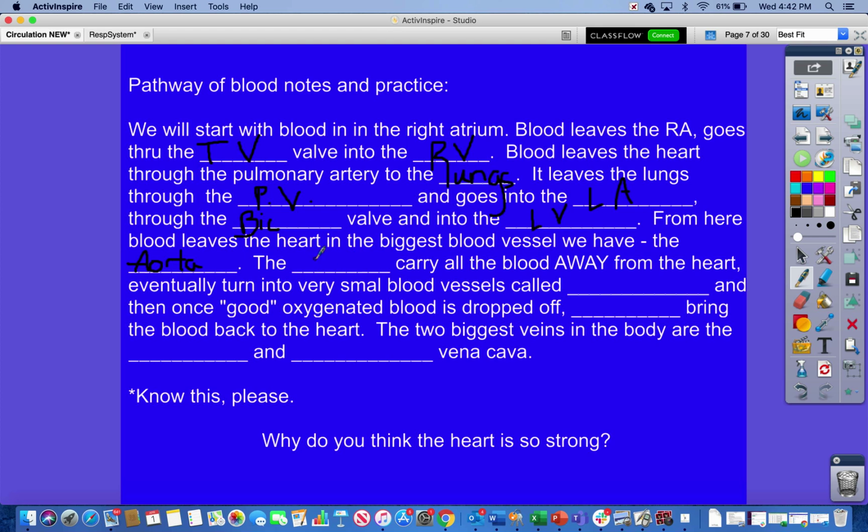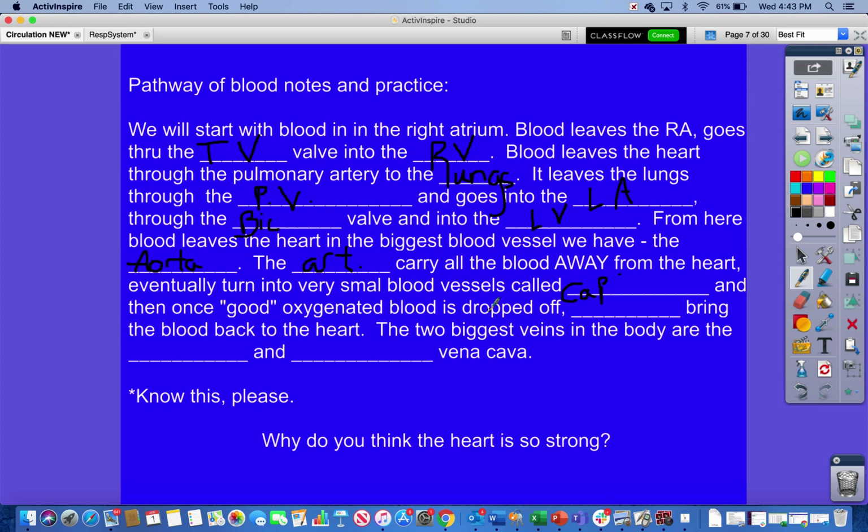Then we have arteries that carry blood away from the heart. I'm going to put ART for arteries. They're going to carry blood away from the heart. Eventually, they're going to lead to these little tiny vessels called capillaries. And this is all a part of your text. If you're following along with me in your book, this would be on page 570.